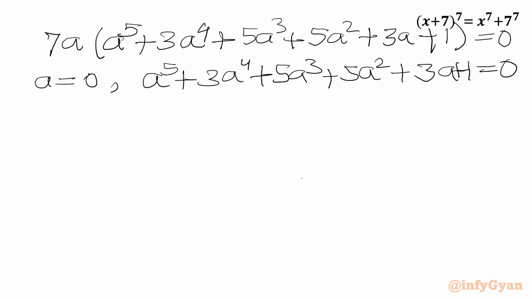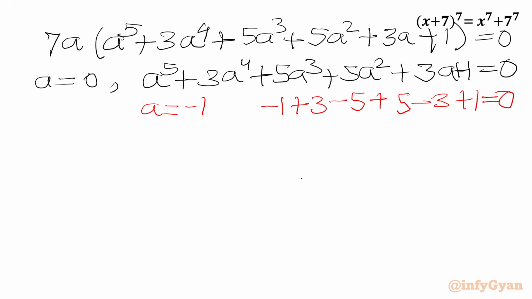If I plug in a equal to -1 into this degree 5 equation, let's check what will happen. A equal to -1, I will get -1 plus 3, -5 plus 5, -3 plus 1. So yes, it is equal to 0. We will say a equal to -1 is one root of this equation.